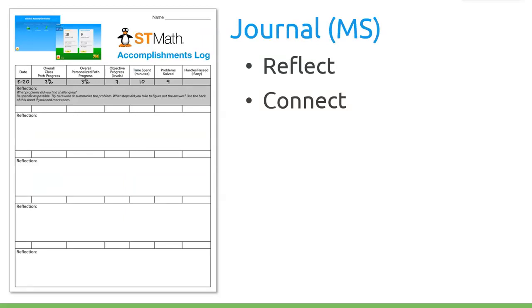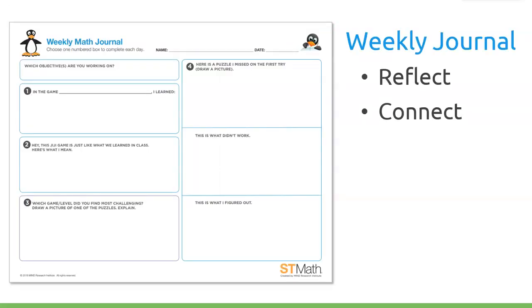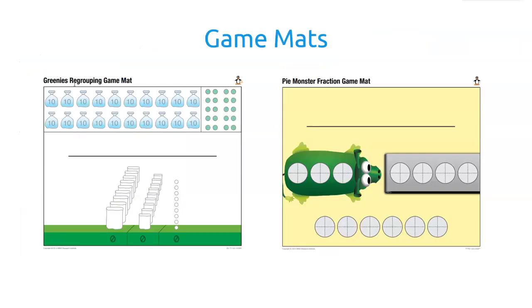The second journal I'm showing you is designed for our middle school students. It gives our older kids the opportunity to focus on their progress. They can reflect upon their learning as well as make some connections to what they already know. This journal is also appropriate for any grade level, and it is our weekly math journal. This journal requires the student to fill in one box per day. They're able to reflect and make some connections to what they're learning through the use of this particular journal.